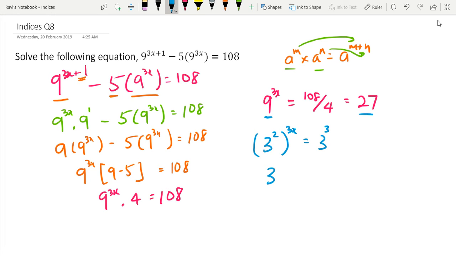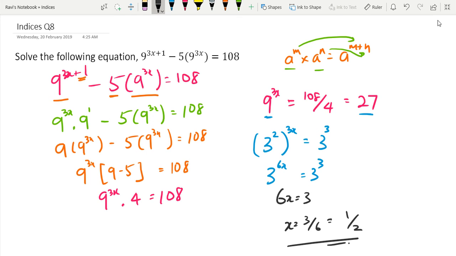Okay, so 3 to the power of 6x is equal to 3 to the power of 3. And so since both the bases are the same, we can say that the powers are the same. So 6x equals 3, which implies that x is equal to 3 over 6, which is 1 over 2. Okay, that is your final answer. Thank you.